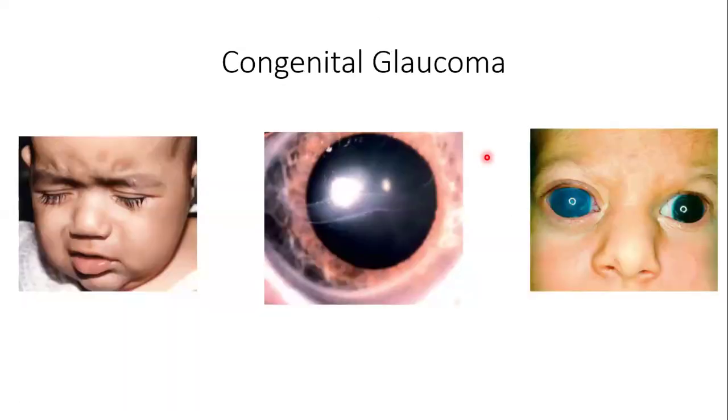Okay, so these are some pictures here: the blepharospasm, Haab's striae, both buphthalmos with corneal haze. Even here also patient is having buphthalmos, but it is asymmetrical, more in the right eye.